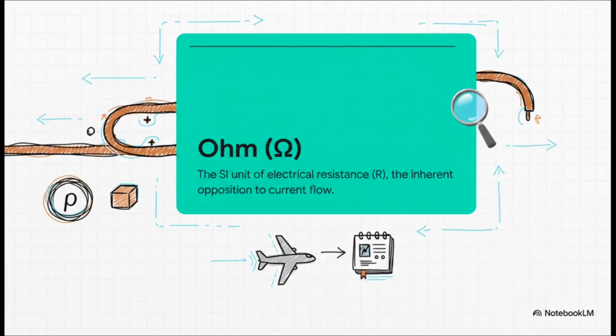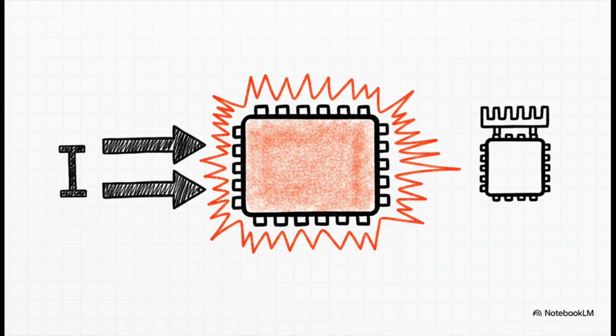Okay, the ohm. That's our SI unit for electrical resistance, the inherent opposition to current flow. You calculate it with a formula R equals rho times length over area. That little symbol, rho, stands for resistivity, and it's a constant specific to the material. For copper, that value is 1.72 times 10 to the negative 8th ohm meters, and you better believe that value is fundamental. It's what you'll use for wire gauge selection and all your voltage drop calculations, directly referencing FAA AC 43.13-1B.